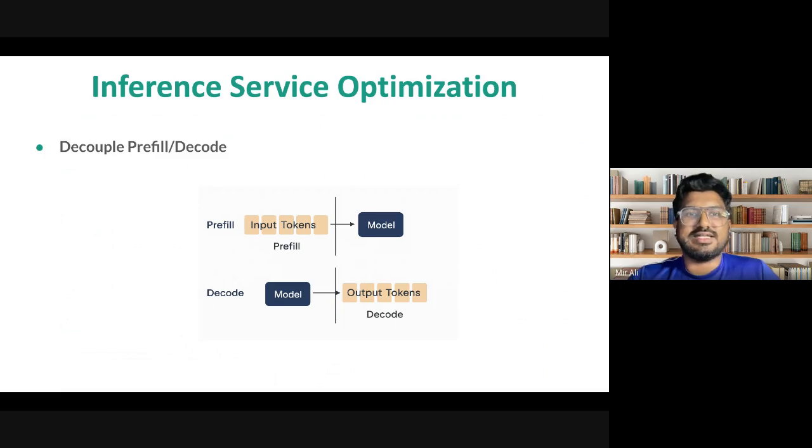Next is decoupling prefill and decode. This is quite common: whenever an input is provided, the prefilling is more compute bound. So it will be run on different GPUs, and then decoding will be run on different GPUs.